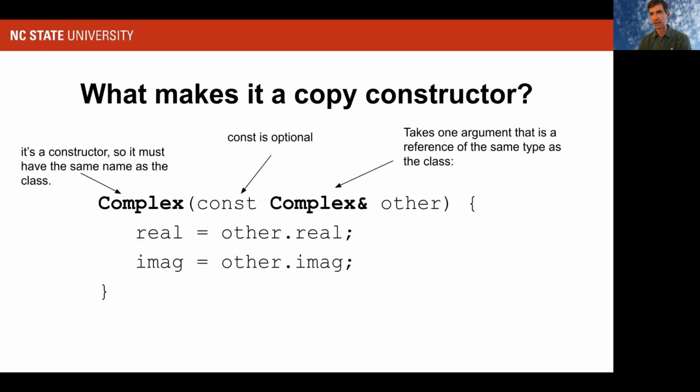Okay, so I think I forgot I had this slide. What makes it a copy constructor? Well, it has the same name as the class. The type it takes as an argument is the same type of object that we're making, so it's also a complex. We make it a reference to ensure it's efficient. And const is optional, but it's a promise that we won't modify the object we're copying from.